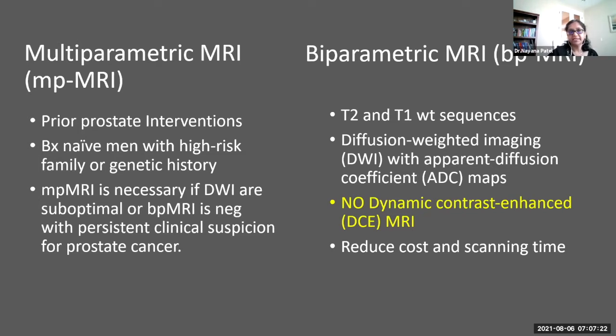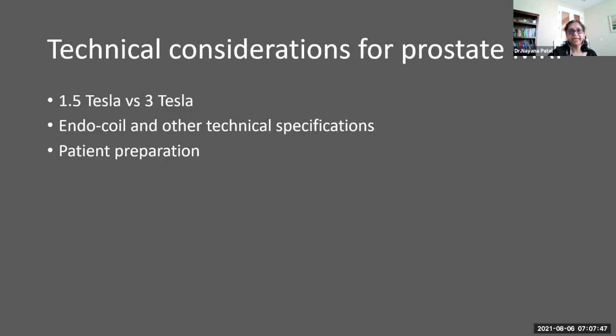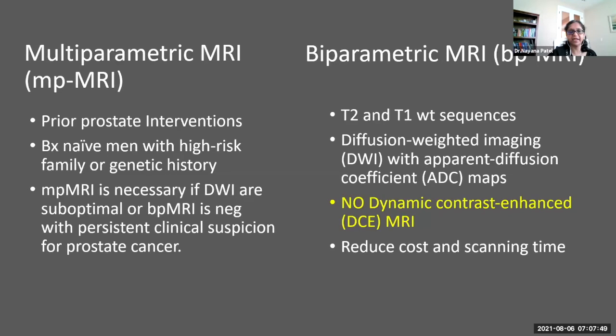Multiparametric MRI is currently the standard protocol to evaluate the prostate gland. In regards to the diagnostic performance of biparametric MRI compared to the multiparametric MRI protocol, as you can see, it has pretty similar diagnostic performance in this meta-analysis. So it is a good alternative exam compared to multiparametric MRI.